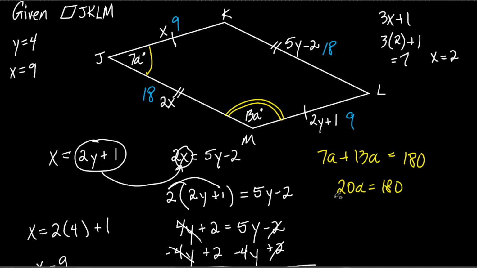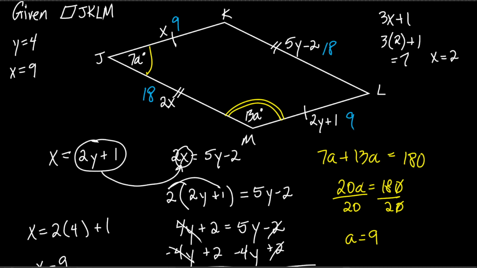Get rid of the 20. Divide. So A is equal to, well, the zeros cancel. It's not 90, because the zeros cancel. 18 divided by 2 is 9. So A is 9. But is that what they're asking for?